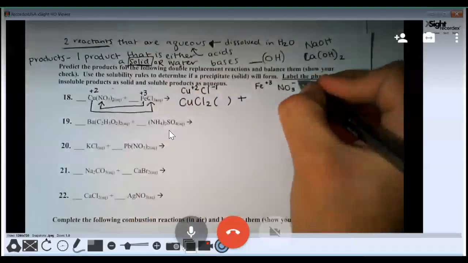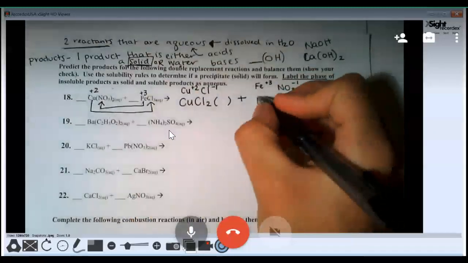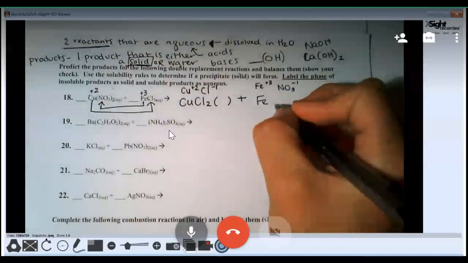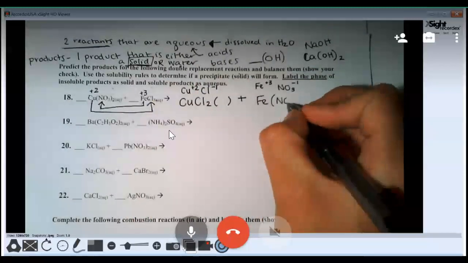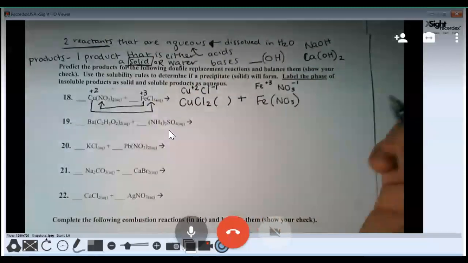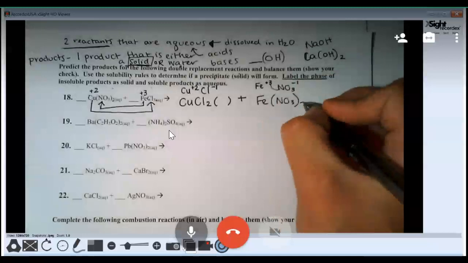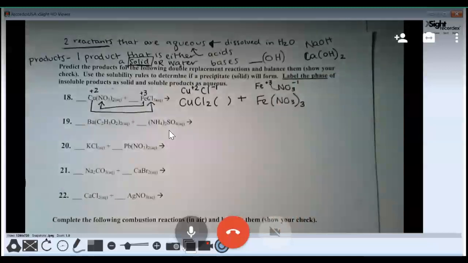Nitrate has a -1 charge, so we're going to get Fe1, and then we're going to end up with 3 NO3. So I'm going to open parentheses, put NO3 in parentheses, close parentheses, and then bring down this 3 outside the parentheses. And then I'll put parentheses for my state symbol.